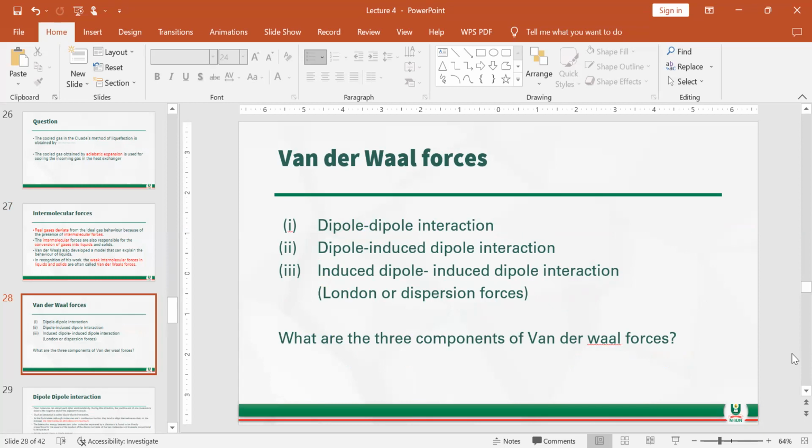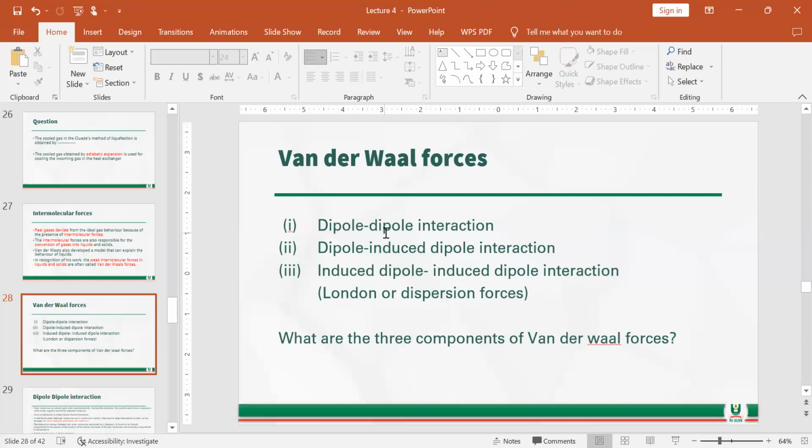There are three major components of the Van der Waals forces. One is the dipole-dipole interaction. The other is the dipole-induced dipole interaction. The other is the induced dipole-induced dipole interaction, which is commonly called London or dispersion forces. What are the three components of the Van der Waals forces? We have seen the dipole-dipole interaction, the dipole-induced dipole interaction, and the induced dipole interaction.